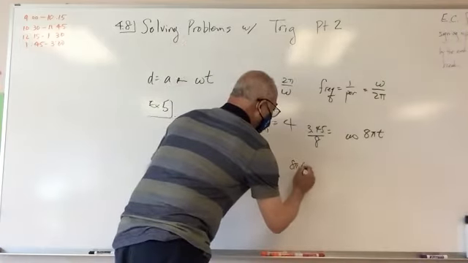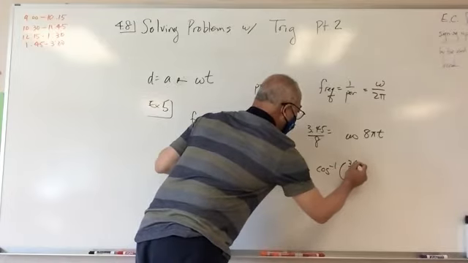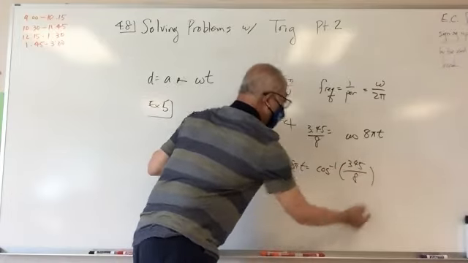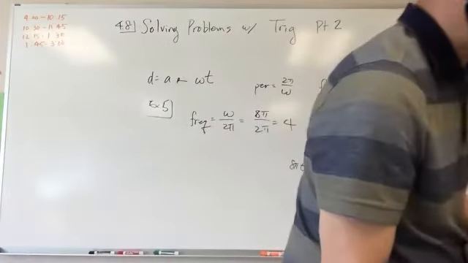8 pi t is going to be equal to arc cosine 3.45 over 8. Right? And what do you get if you do that?